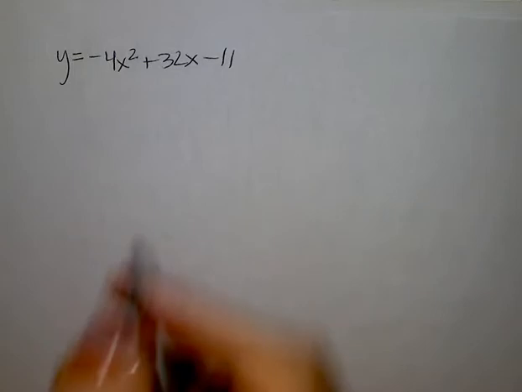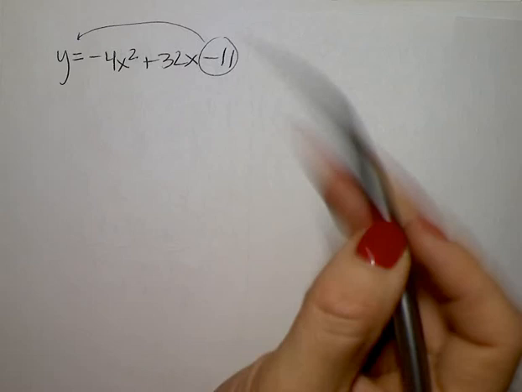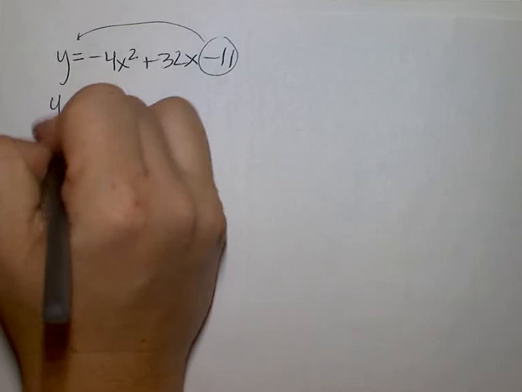So my first step is to move this to the opposite side, the constant. When it moves over, it switches signs.